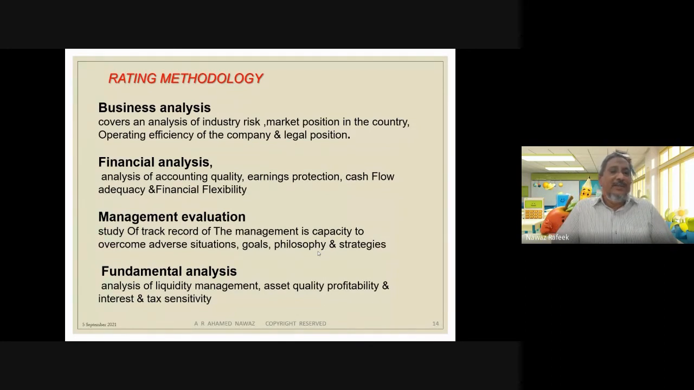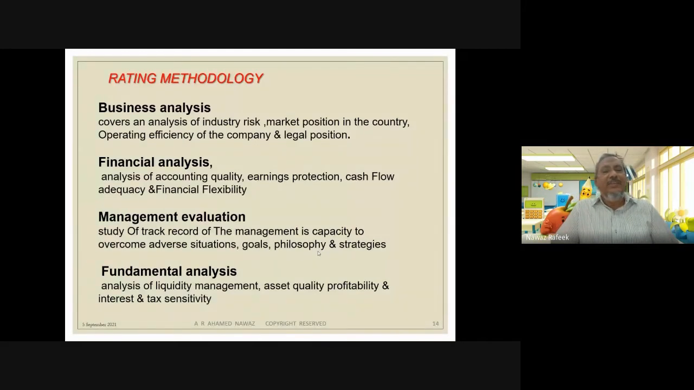Product position. In the market position, what is the market share of the company, market share of the product, the market formation, the position of the market near the competitors. That will be the market position in the country. It will take the country as a whole. What is the market position?